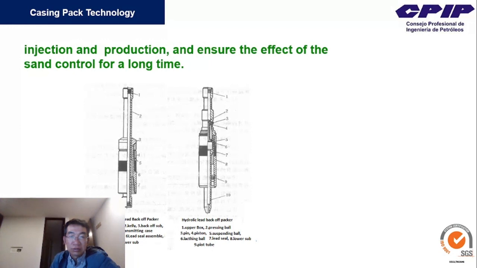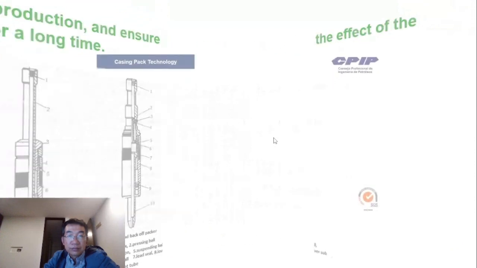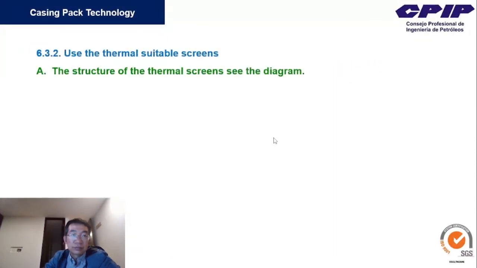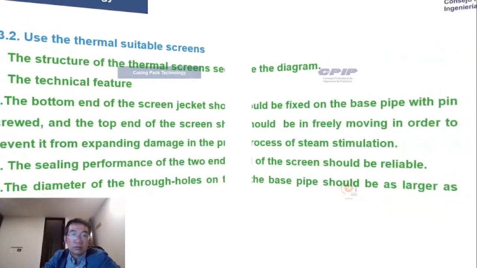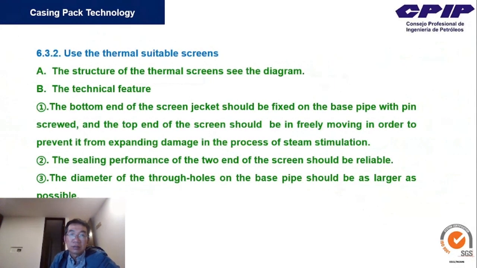This tool is a mechanical lead back-off packer. And the second one is a hydraulic lead back-off packer. Use the thermal-suitable screens. The structure of the thermal screens, see the diagram.